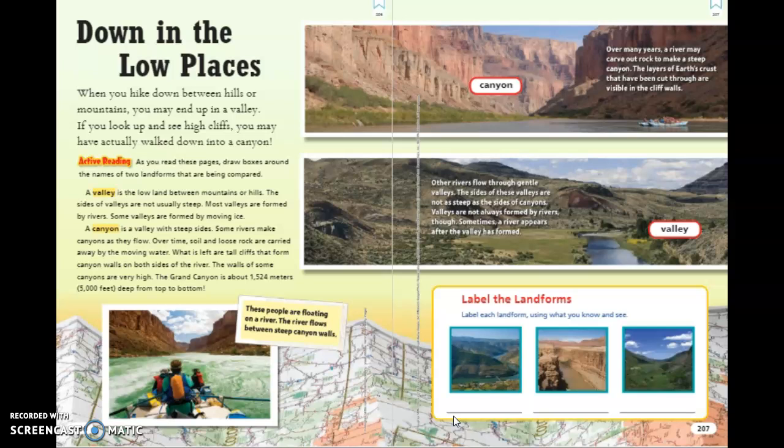The first picture you should have labeled valley. The second picture you should have labeled canyon. The third picture should be labeled valley.